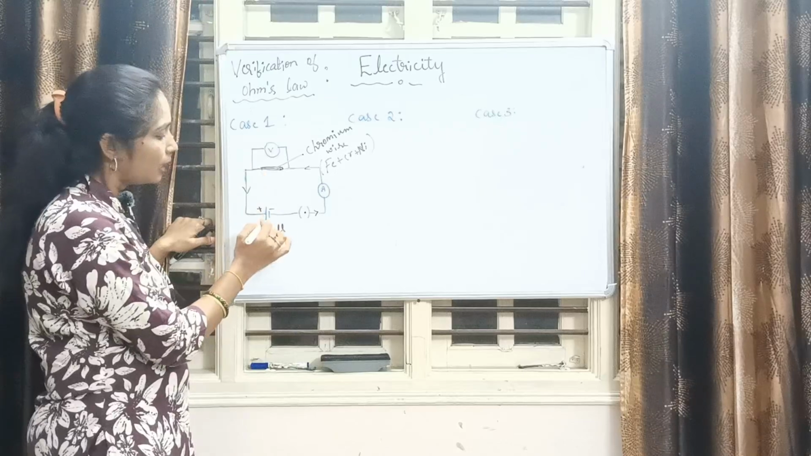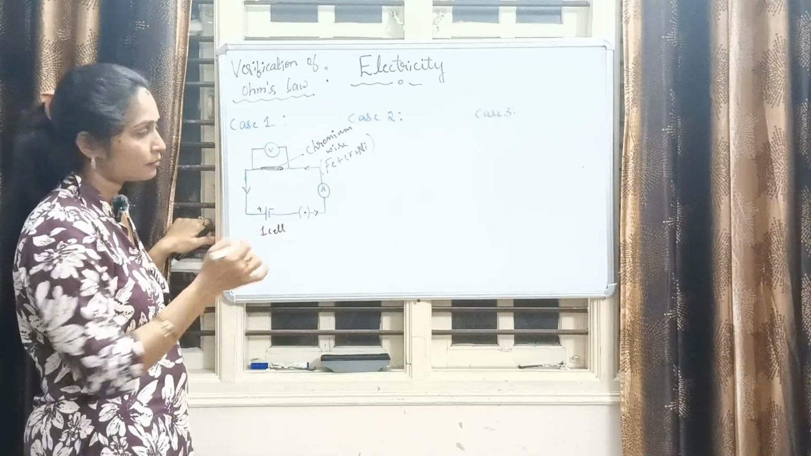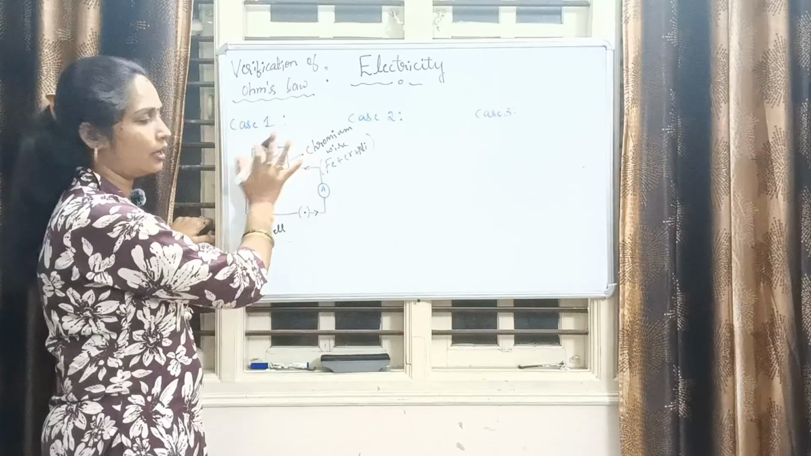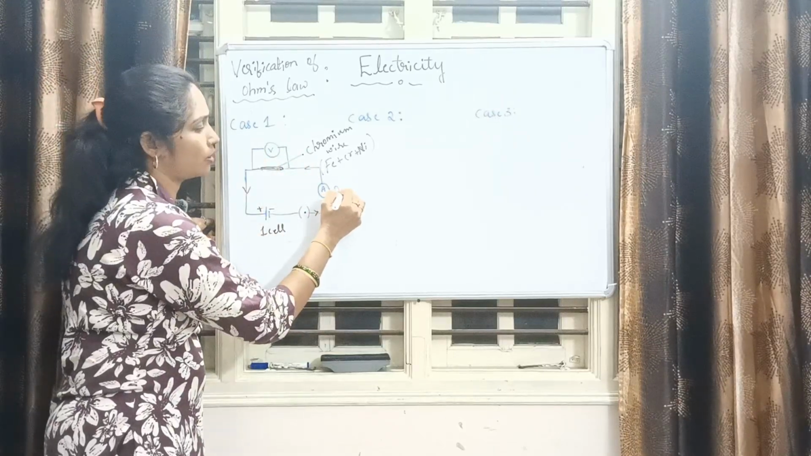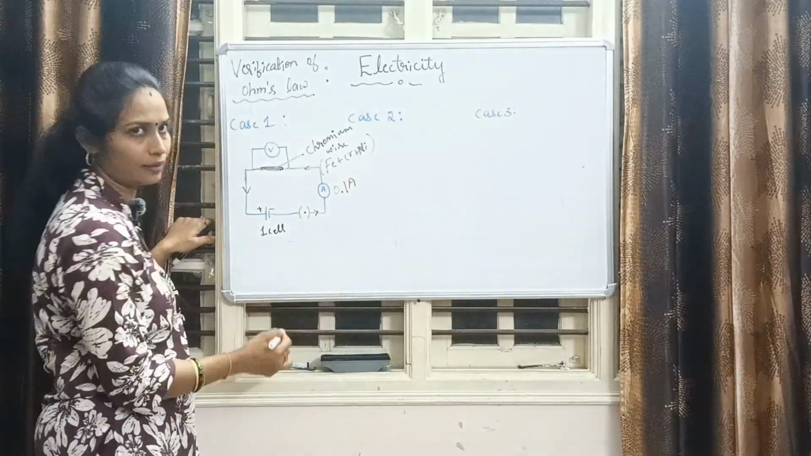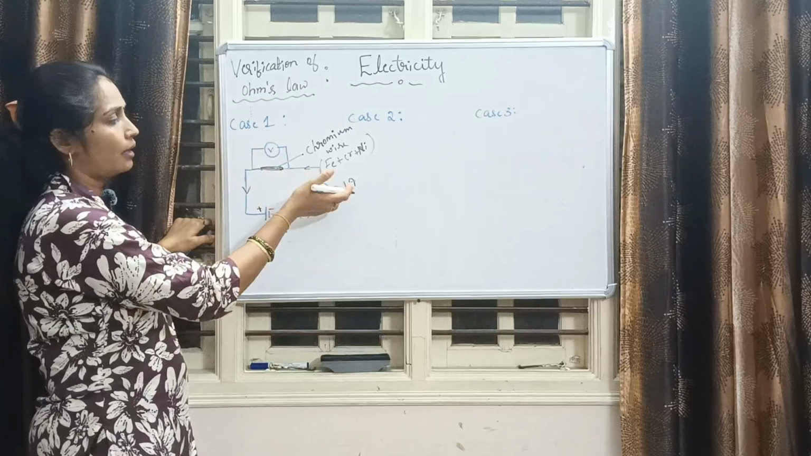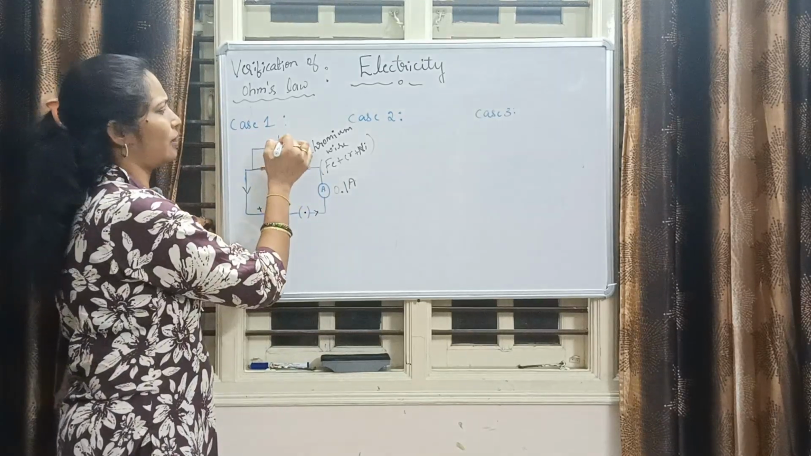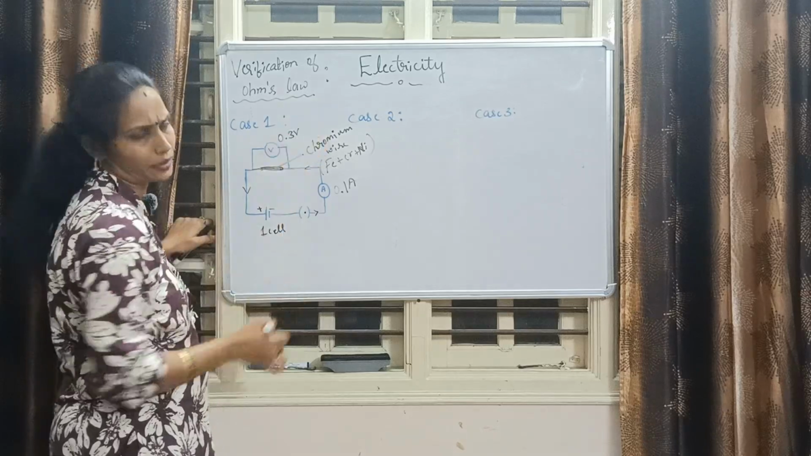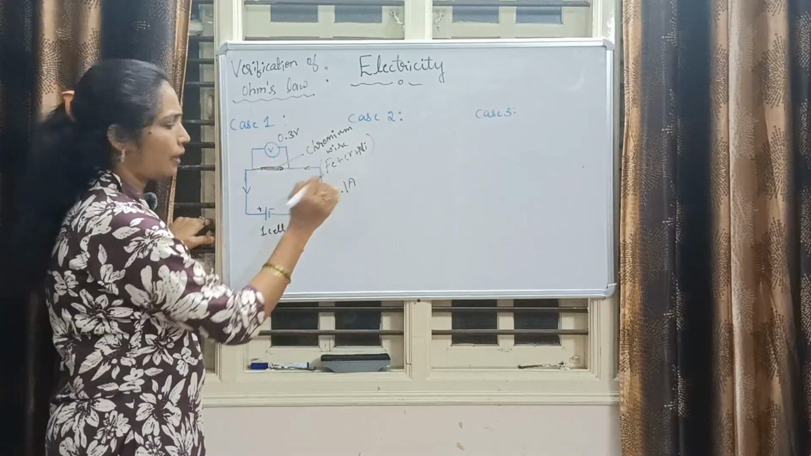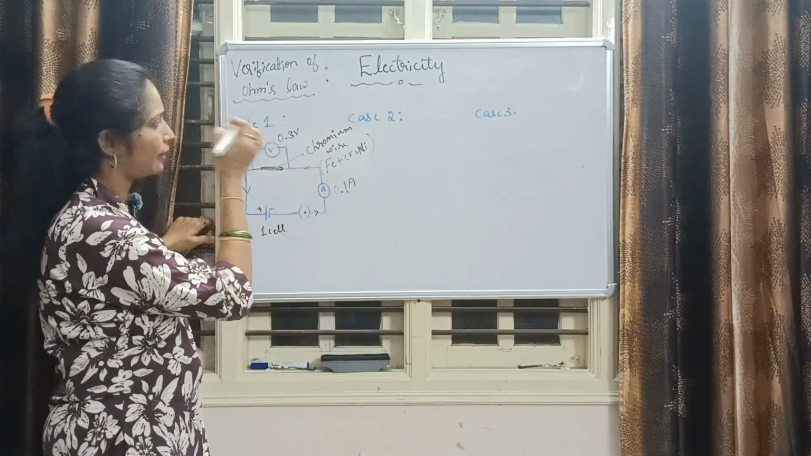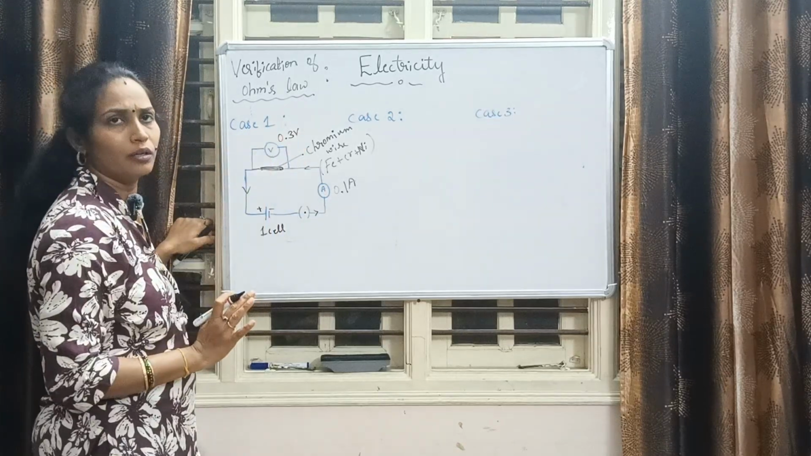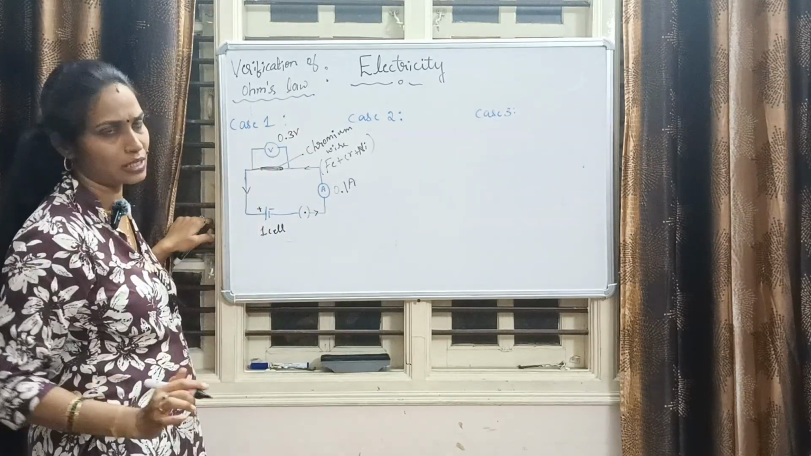Take down. I have taken one cell, and the current generated in this circuit is about 0.1 ampere. And how much potential difference is there? Let us take 0.3 volt. So 0.1 ampere current is generated, and I'm taking 0.3 volt of potential difference in my case 1.